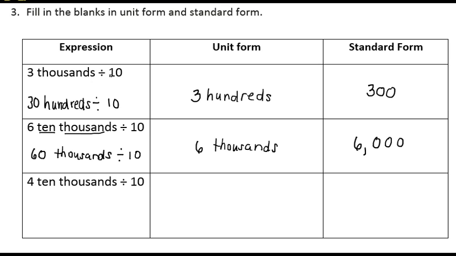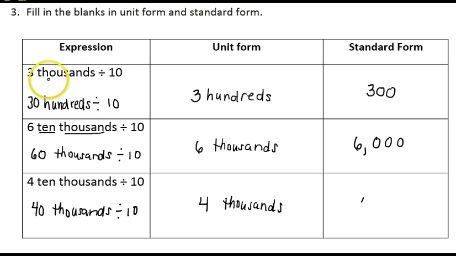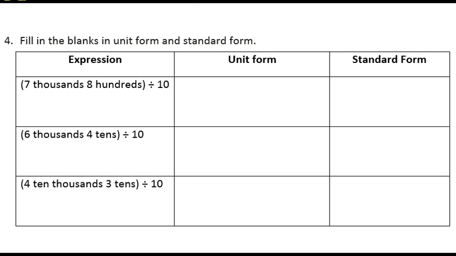If I have 4 10,000s and I divide those into 10 equal groups, I first must decompose those into 40 thousands and divide those into 10 equal groups. That would give me 4 thousands in each group, and I can write that in standard form. We'll follow a similar process in the next section.